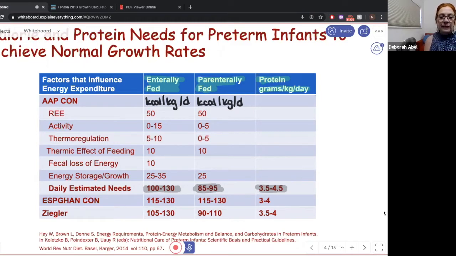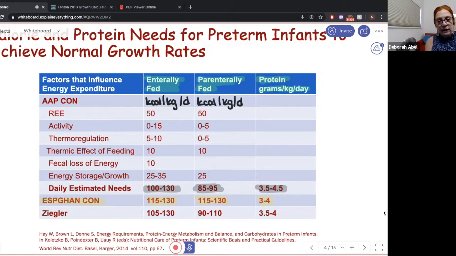The ESPGHAN is the European Society of Pediatric Gastroenterology, Hepatology and Nutrition. Their recommendations for enterally fed infants are 115 to 130 calories per kilogram. And parenterally is the same, 115 to 130. And the grams of protein are 3 to 4 grams per kilo per day.